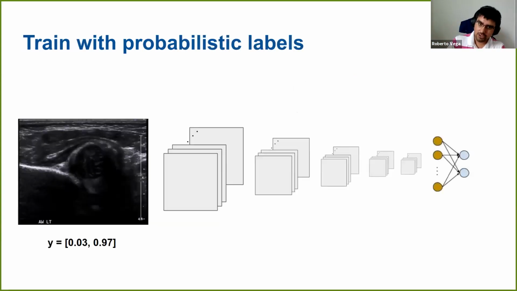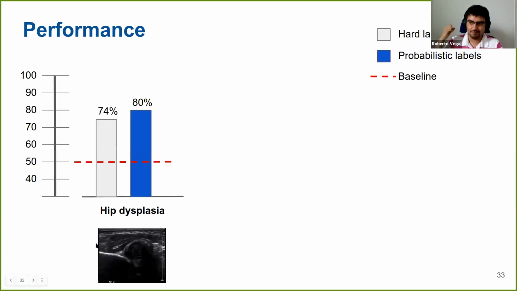So now that you have the probabilistic labels, you can train the algorithm. Build your convolutional neural network, but now with this target, and it works. When we trained with the traditional categorical labels, we had an accuracy of 74%. Using exactly the same data and exactly the same starting point in the weights of the convolutional neural network, when we use the probabilistic labels, we increase the performance from 74 to 80%. So we were very happy about this.